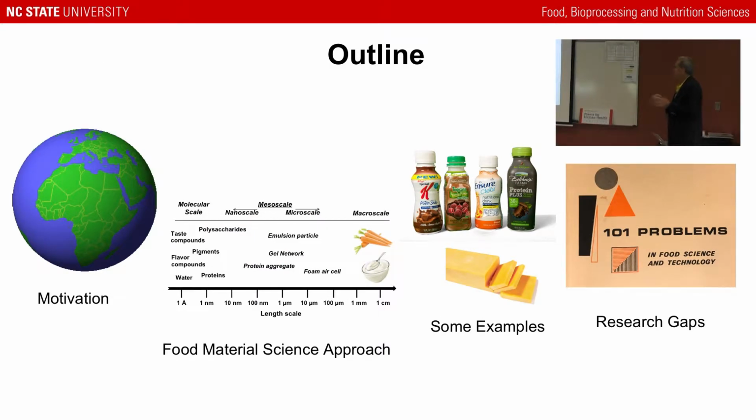So my outline is to start with a little motivation of why we would be looking at this approach. Then we'll go to the food material science approach and why that's important. Move on to give you some examples, and then we'll look at some of the research gaps and what we could be doing in the future to fill those gaps. Okay.